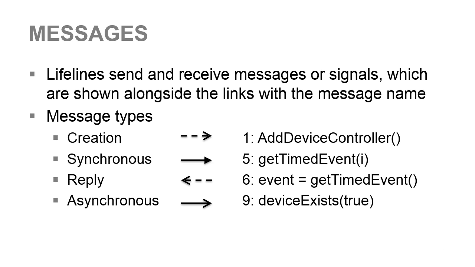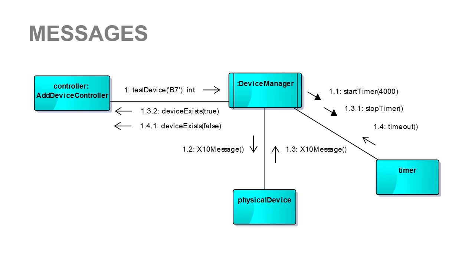Replies are less used in communication diagrams than in sequence diagrams, as they can make the diagram very cluttered. An asynchronous message represents an asynchronous call, usually of an operation of the class of which the lifeline is an instance, or a signal. Here's a diagram where you can see the message names and arrows alongside the links.